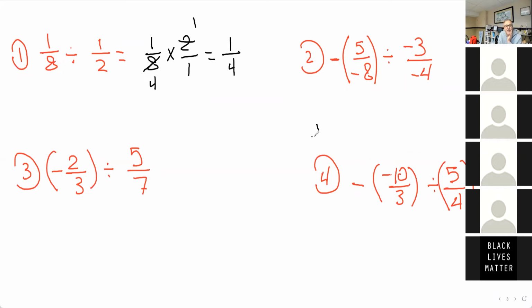Now, if I know the answer is positive, and you don't have to write that positive, can I rewrite this as keep the 5 over 8? Just ignore those negative signs. Get rid of them. They are a nuisance. Switch and flip.